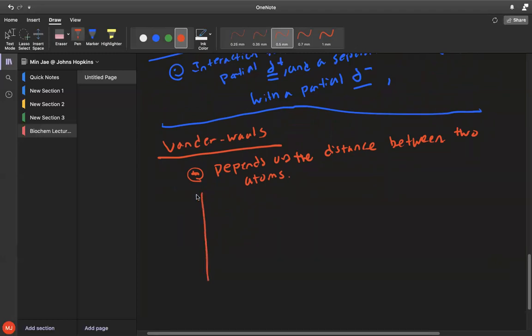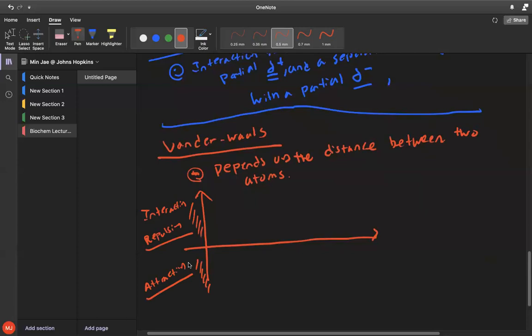So we'll be over here. Then we have there. The y-axis is basically the interaction. Everything that is above the zero line, or the x-axis, we call a repulsion. And everything down here, we call attraction. And for the x-axis, we label that as the distance between the two adjacent atoms.